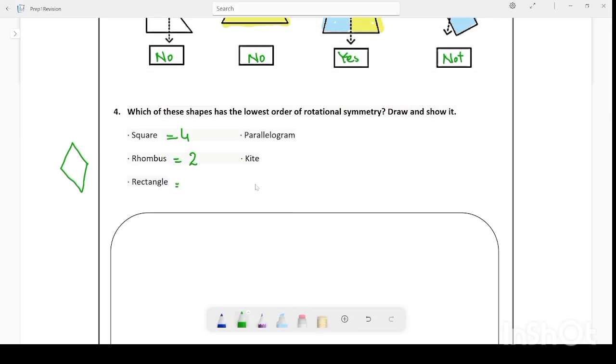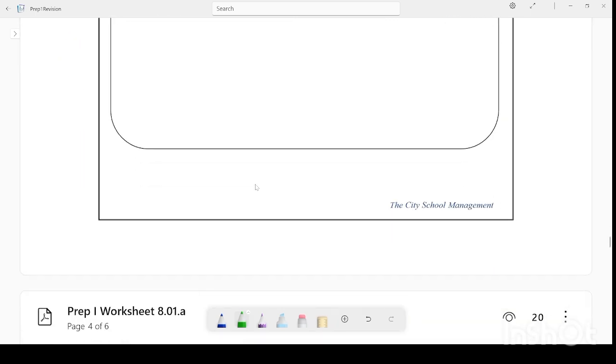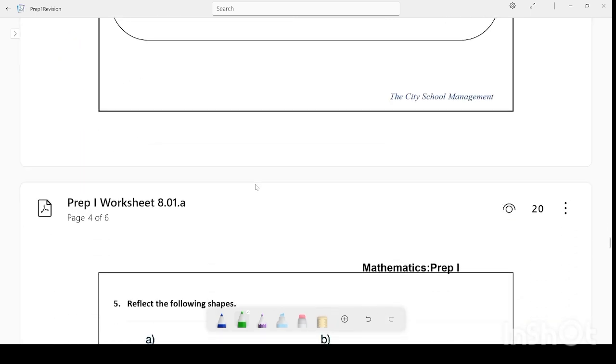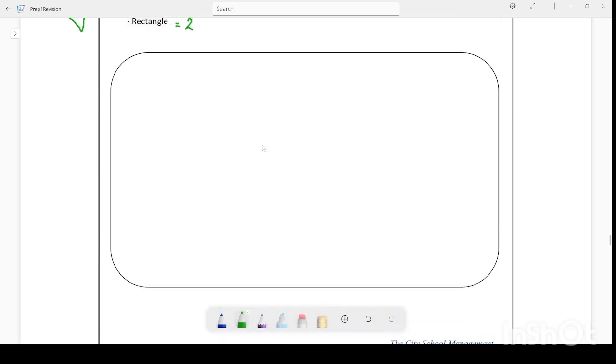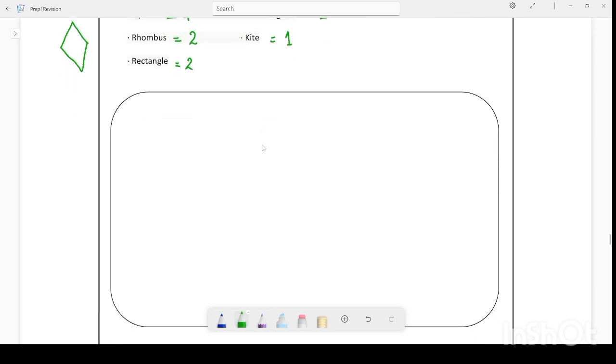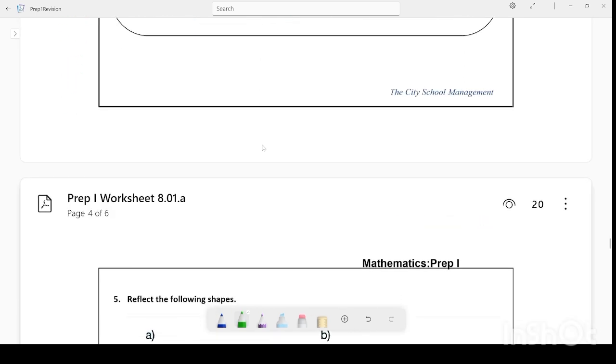And the rectangle also has 2 orders of rotation symmetry. A kite has 1 order of rotation symmetry, and a parallelogram also has 1 order of rotation symmetry. You can draw these and show them as well. Now look at these shapes. I'm leaving it for you to draw these shapes and see how it is done by your own work.